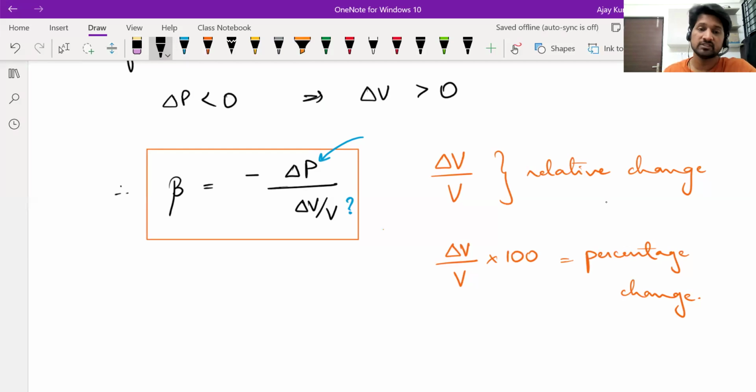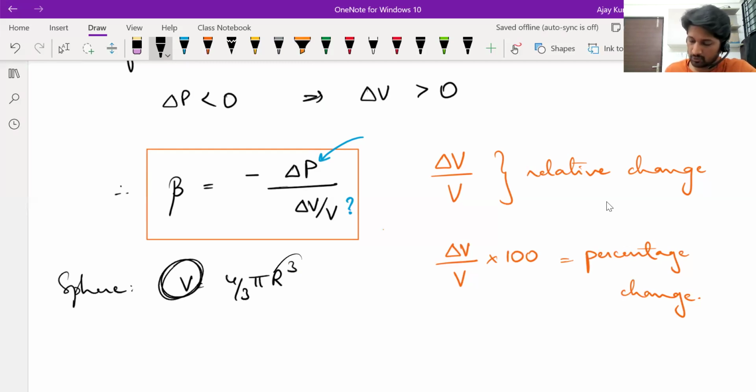For example, suppose it's a sphere. For a sphere, you know volume is 4 by 3 pi r cube. So if you know the change in volume, you should be able to tell the change in radius. If the changes are small, you will do it one way. If the changes are significant, you will do it in another way. So I want you all to revise those things before the next class. Next class will be tomorrow itself. We are going to finish this chapter tomorrow.